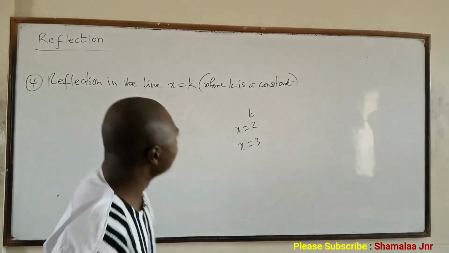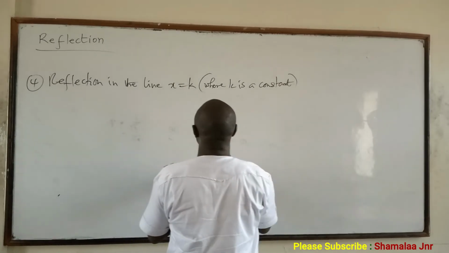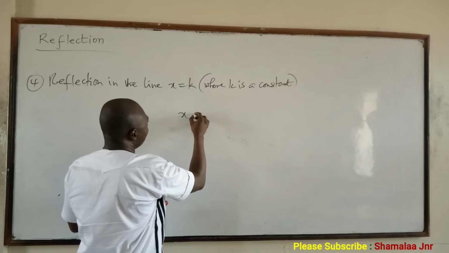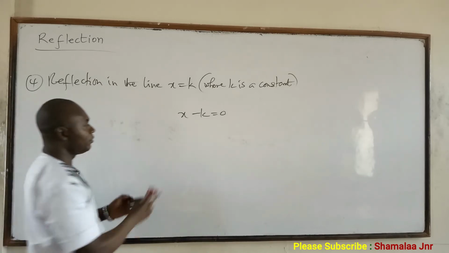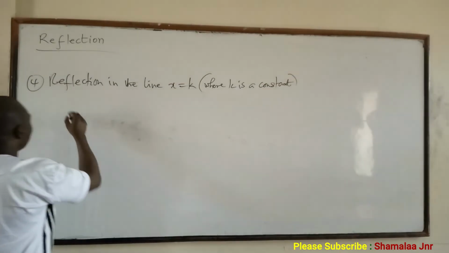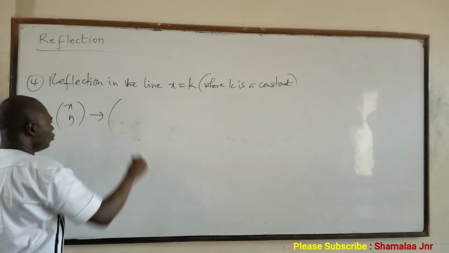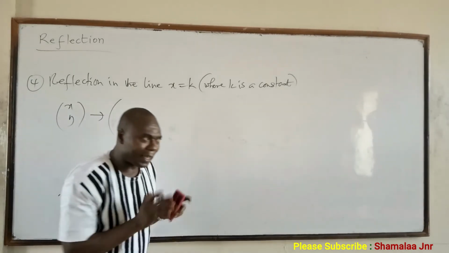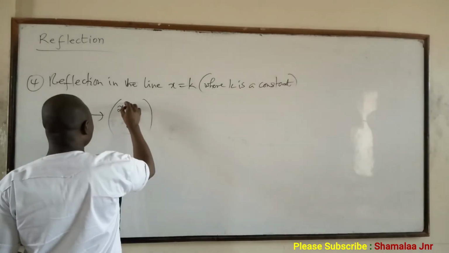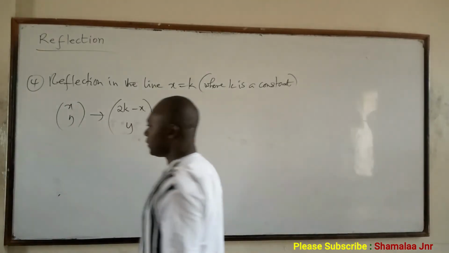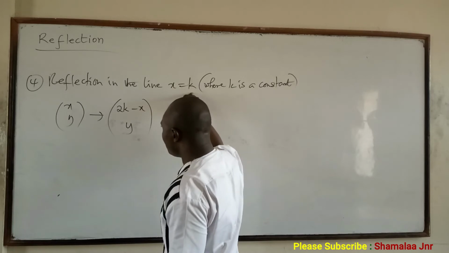Now, this one too, at times if they want to confuse you, they can say reflection in the line x minus k equal to 0. Are you seeing it? So we have to be very, very careful. Now, this is the formula. Reflection in the line x equal to k: (x, y) is mapped onto, because we are talking about reflection in the line x equal to k, y will remain y, and then this one will be 2k minus x. Yes, this is the formula, where this k is a constant.